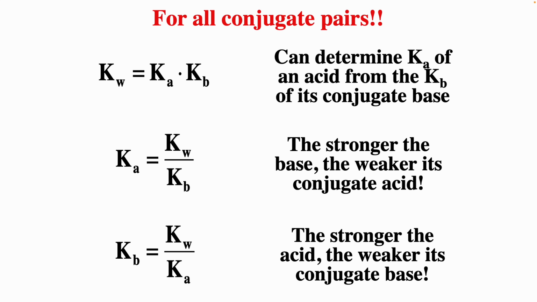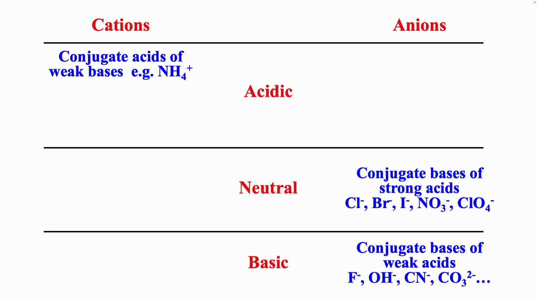Now we can actually make a table of acidic, basic, and neutral, of cations and anions. And so the ones in blue are just the conjugate relationships. And so conjugate acids of weak bases are acidic. Conjugate bases of weak acids are basic. Now this one's kind of interesting. Conjugate bases of strong acids are actually neutral. So a strong acid is so strong that their conjugate bases are neutral.